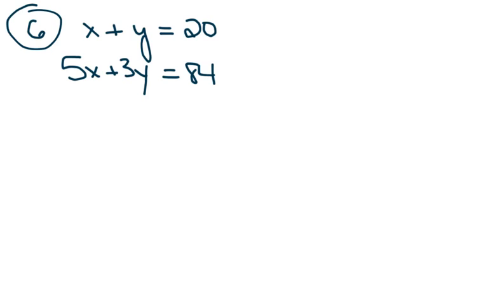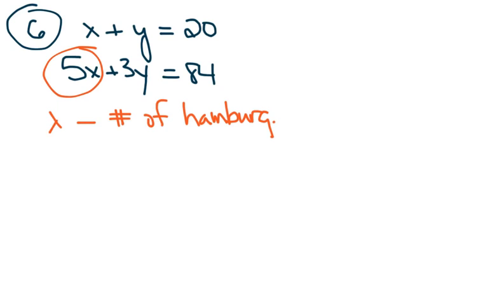So in this particular problem, how do I figure out which variable represents what? Well, I want you to notice 5x here. Well, if I look back at the word problem, it says that they sell hamburgers for $5. So x must be the number of hamburgers sold, because it's $5 times the number of hamburgers. Therefore, y must be the number of French fries they sell.